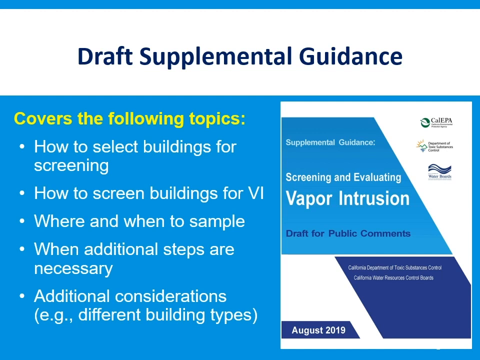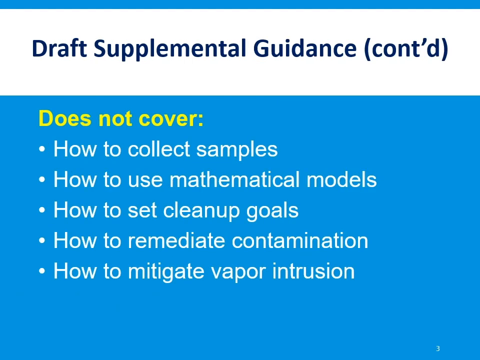Generally, the guidance was written for the sampling and screening of a small residential or commercial building, but the guidance also talks about how to screen different types of buildings, such as large commercial buildings, at the end of the document. There are a number of topics that the supplemental guidance does not cover.